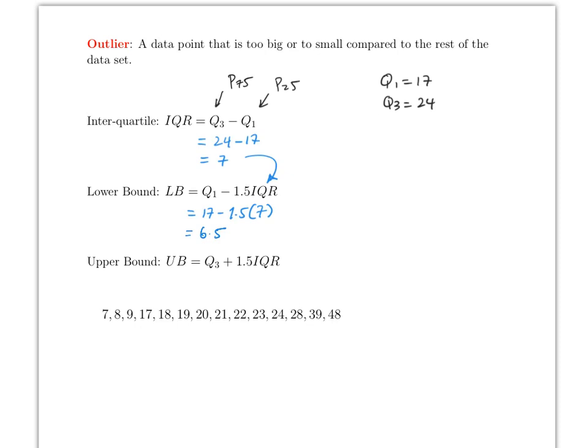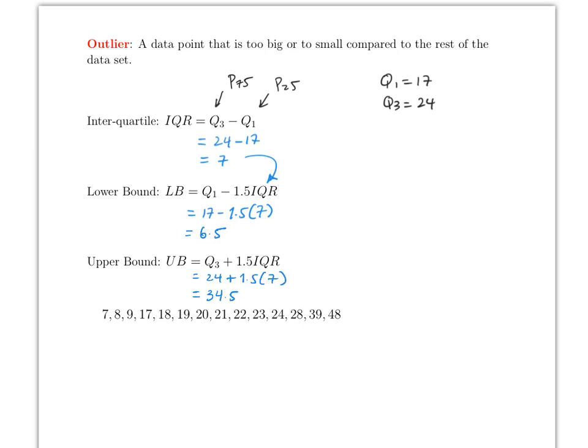Then find the upper bound, which will be 24 plus 1.5 times 7, and again, be careful with the order of operations. Once you do that, you should get 34.5.